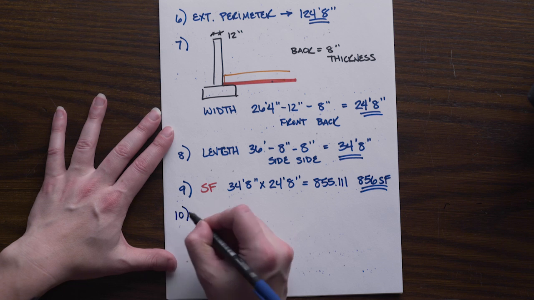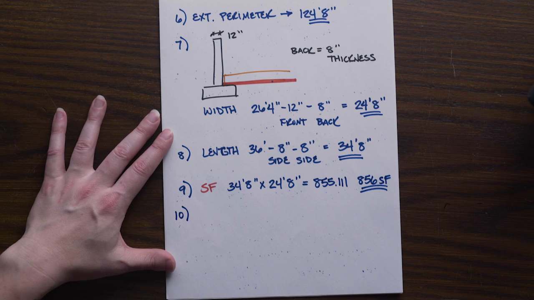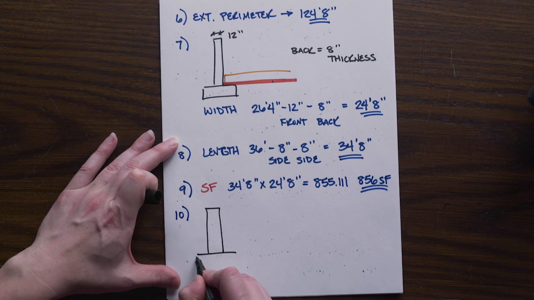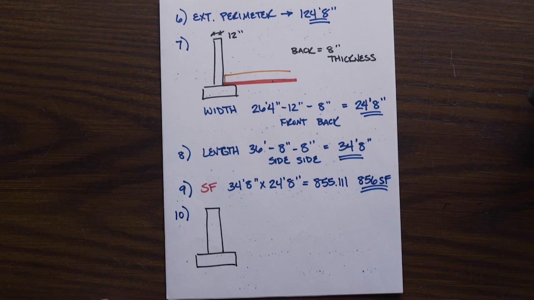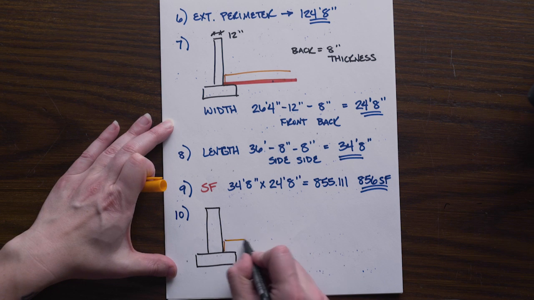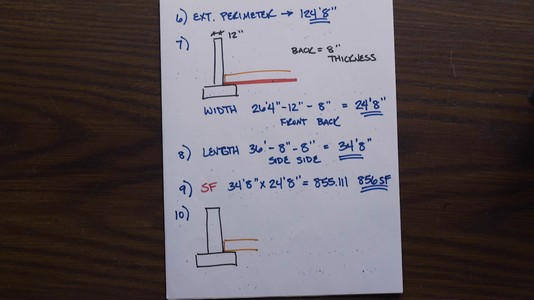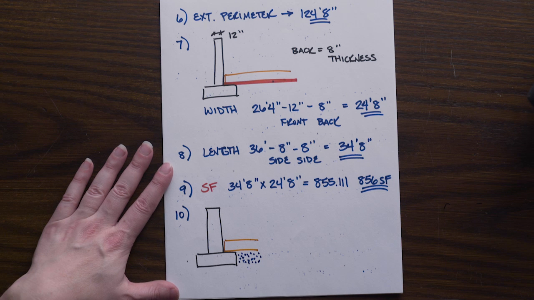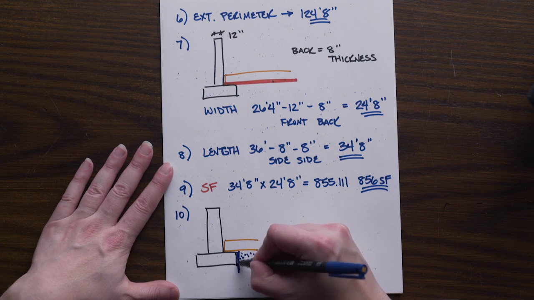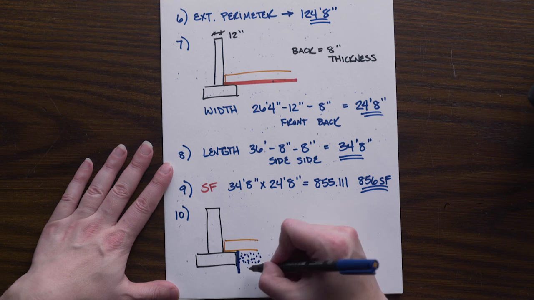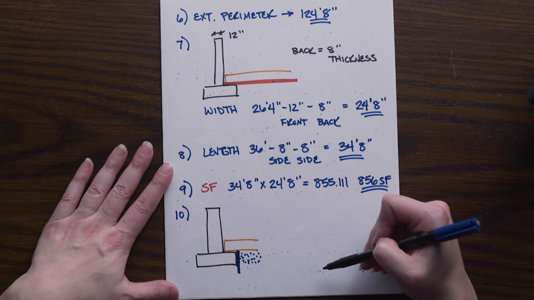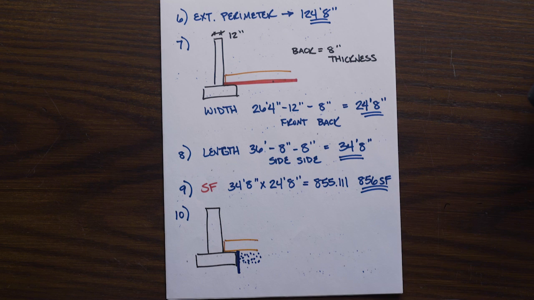Number 10, we are now looking at the non-settling fill. So if we look at our drawing again, we've got our foundation wall, we've got our footer that is underneath, we have our slab. The non-settling fill is underneath our slab. So we need to figure out what the inside of this footer dimension is in relation to the numbers we already know in order to calculate what that width and that length is for our non-settling fill.